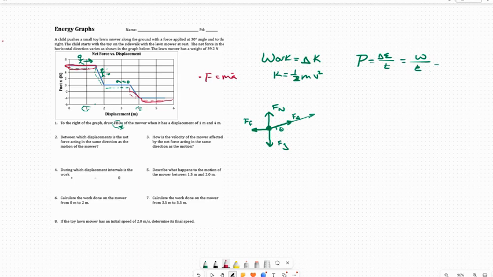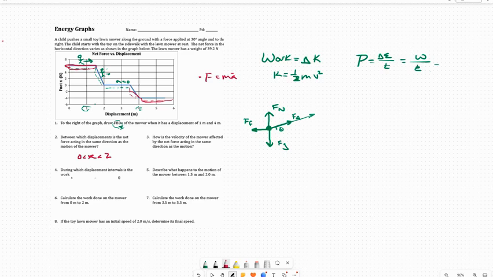So between which displacements is the net force acting in the same direction as the motion of the mower? I think you can kind of visualize that. Our net force is positive. Our net force is still positive. So I would say that the net force acting in the same direction as the mower is going to end up being between a displacement of 0, so I'll put x in the middle there, and 2.